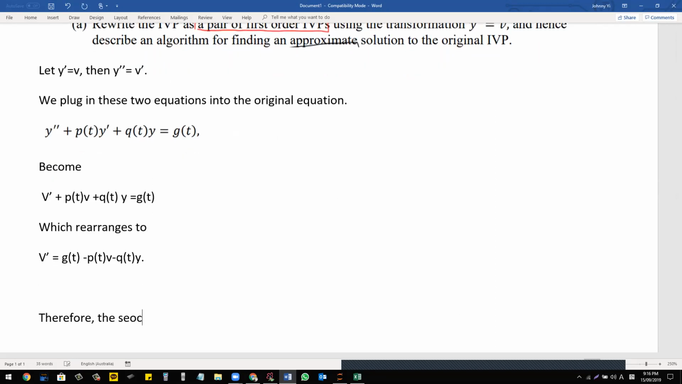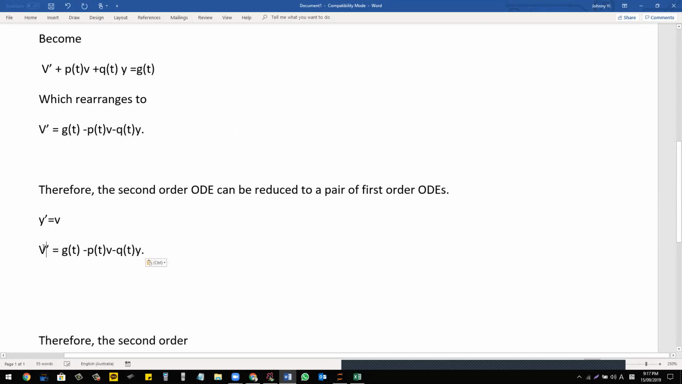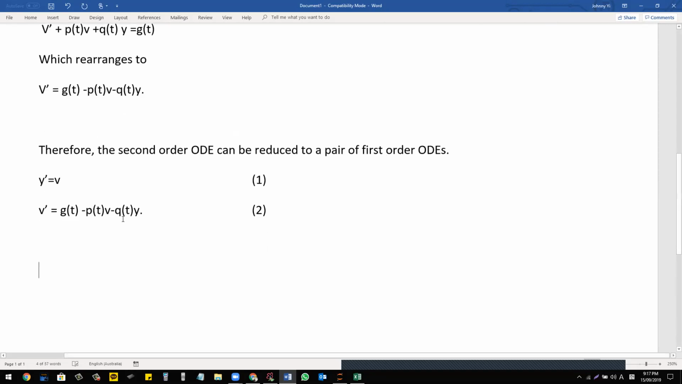Therefore, the second order ODE can be reduced to a pair of first order ordinary differential equations. One of them is this, another one is this. So that's the step. This is equation 1. This is equation 2. Okay, next we have to write an algorithm, right?